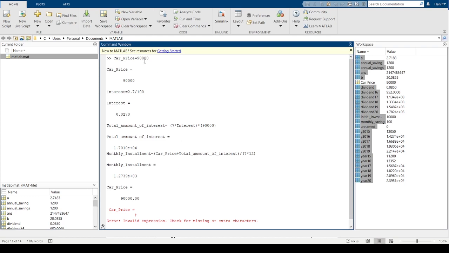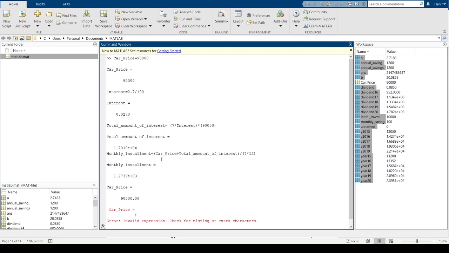So car price we set at 90,000, and for interest 2.7 divided by 100 we get 0.027, and total amount of interest is 7 times 0.027, which is the interest, times the price of the car, which is 90,000. So the total amount of interest is 1,701.